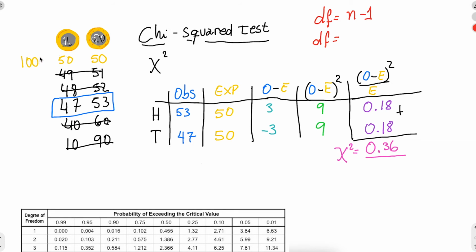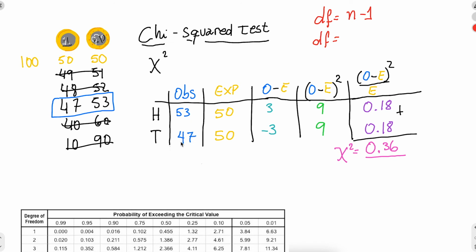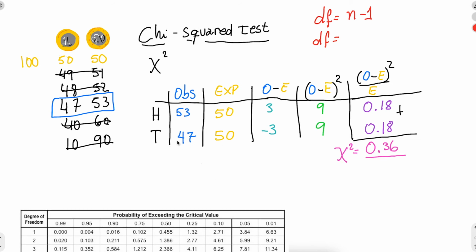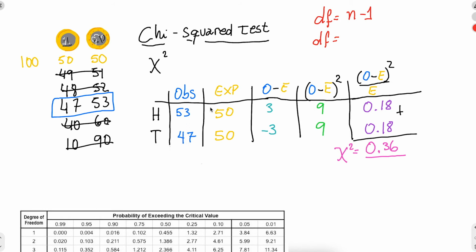Because if I flipped the coin 100 times, I can choose the number in one of those categories, and the other one has to be the remainder. I have 100 flips. I can choose any number here. Let's choose 53 for the heads. Well, then the tails have to be 47. I cannot come up with 53 and 53 because that will not add up to 100. I do not have the freedom to choose twice. I have the freedom to choose once. That's my degree of freedom.